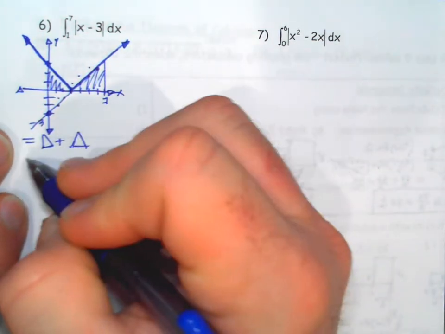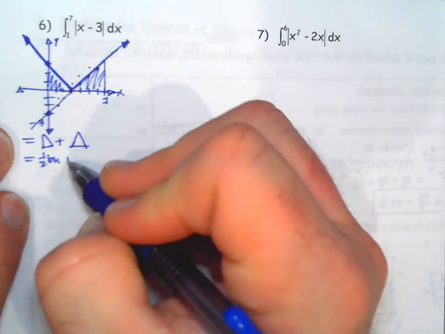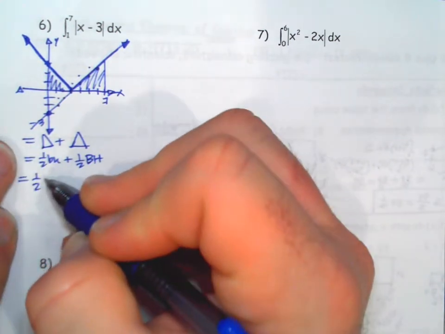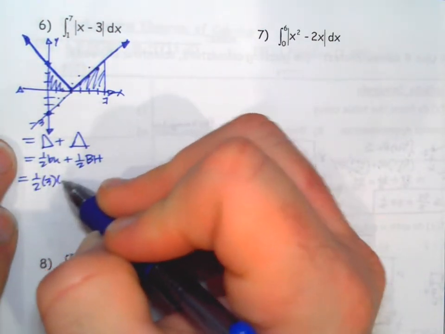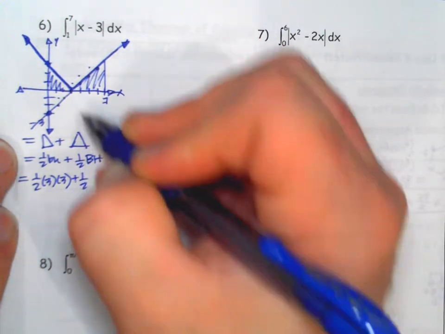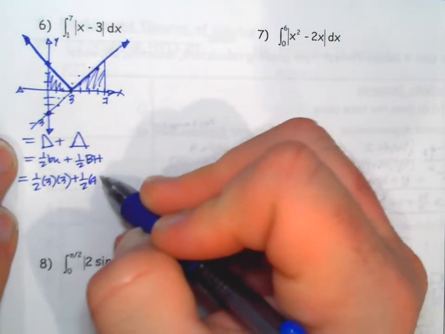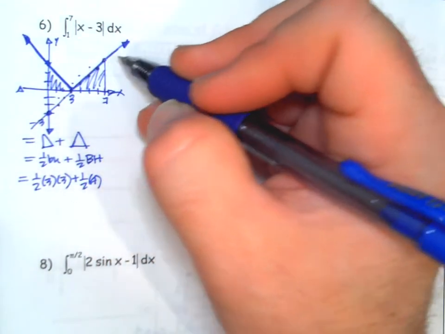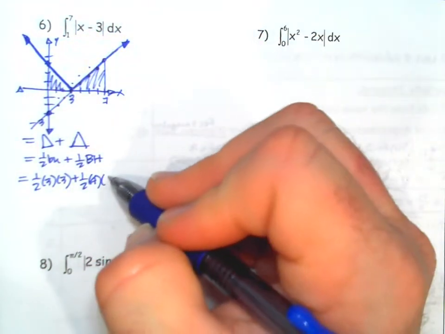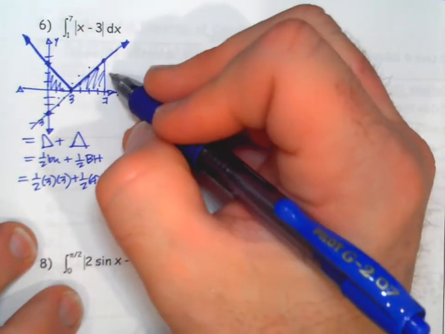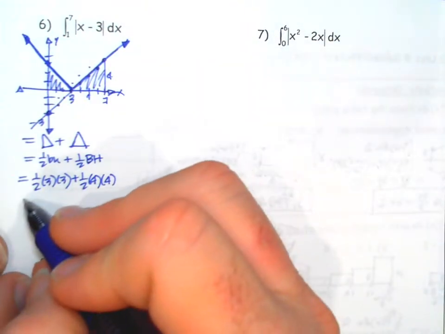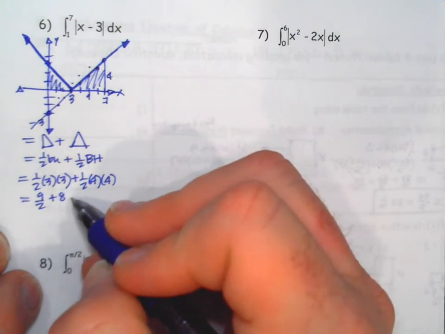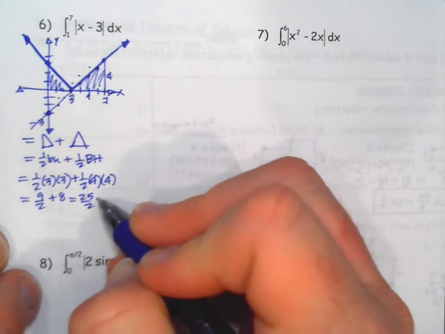Not that you have to write this, but if that helps: 1/2 base times height, 1/2 base times height. The base of the first one is 3, and the height is 3. The base of the next one is 4. The height is, now be careful, the slope is 1, so if we go over 4, that means we went up 4 also. If you're going to do geometry, make sure you get these measurements right. So that's going to be 9 halves plus 8, which would be 16 halves. So 25 halves, or 12.5.